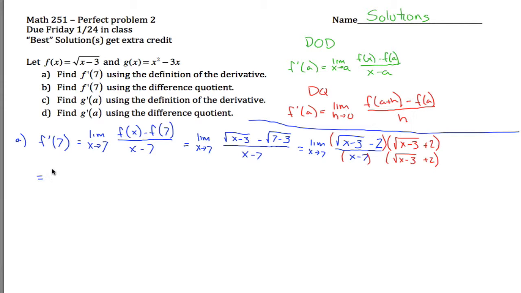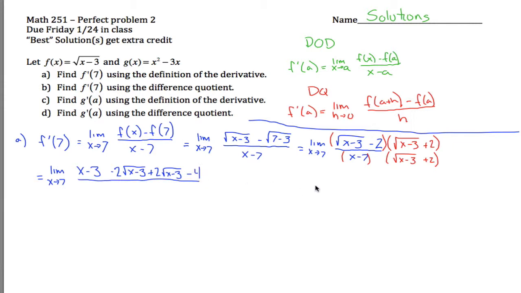Okay, maybe I drop down to the next line here. That is equal to the limit as x approaches 7. If I FOIL this mess all out on top, square root of x minus 3 times the square root of x minus 3 is just x minus 3. Negative 2 times the square root of x minus 3 is negative 2 times the square root of x minus 3. Positive 2 times the square root of x minus 3 is positive 2 times the square root of x minus 3. And finally, negative 2 times positive 2 is negative 4.